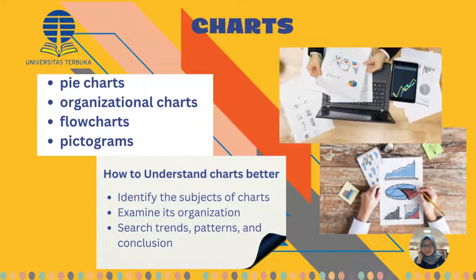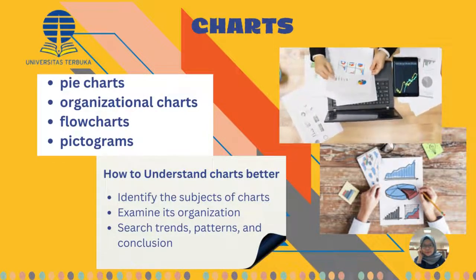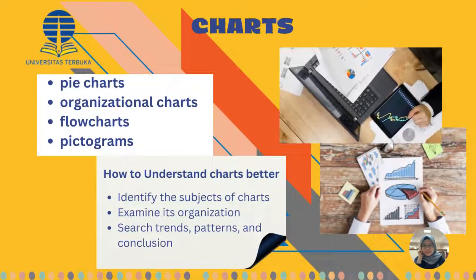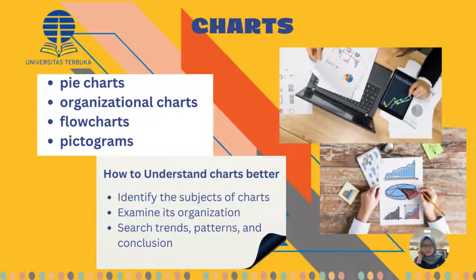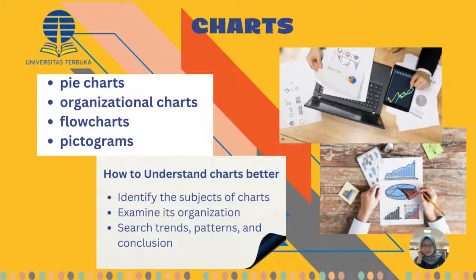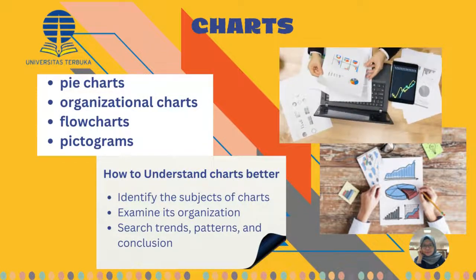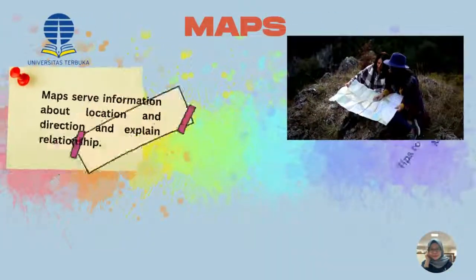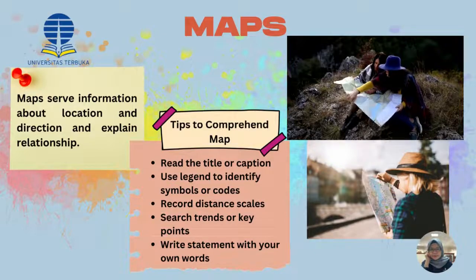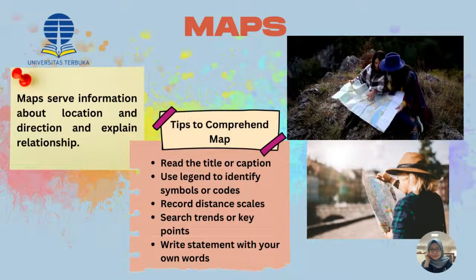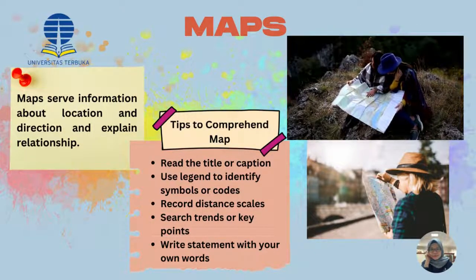There is a 3-step process to understand charts better. 1. Identify the subject of the charts. 2. Examine its organization. And 3. Search trends, patterns, and conclusion. Maps serve information about location and direction and explain relationship. These are the tips about comprehending maps.